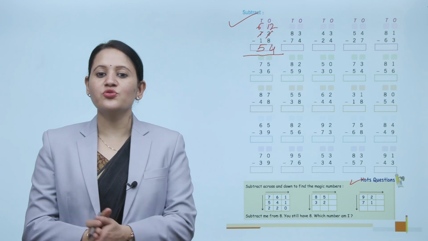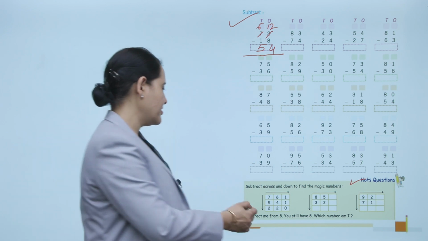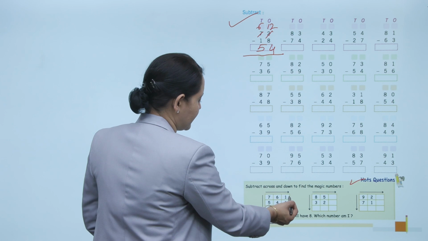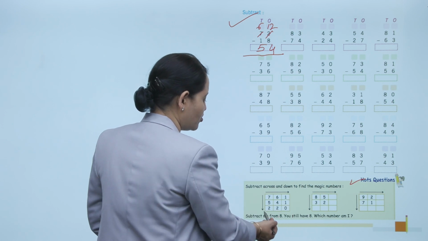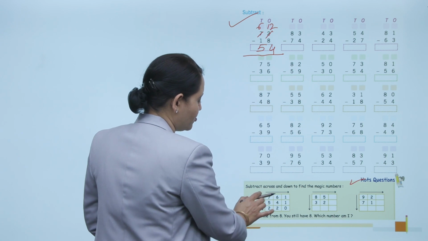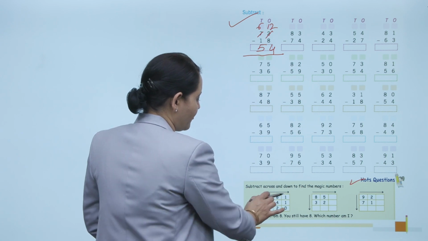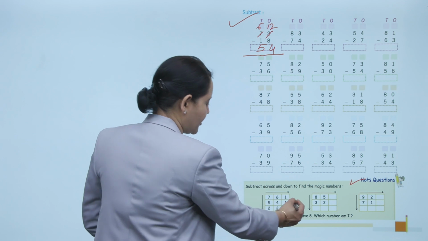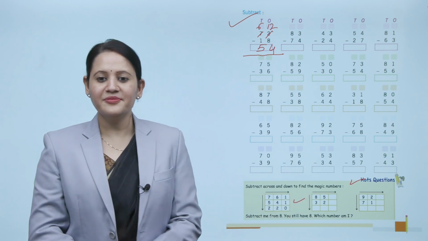Next is a HOTS question. Subtract across and down to find the magic number. So 7 minus 6, that is 1. 5 minus 4, that is 1. 2 minus 2, that is 0. Here 7 minus 5, that is 2. 6 minus 4, that is 2. 1 minus 1, that is 0. Clear?